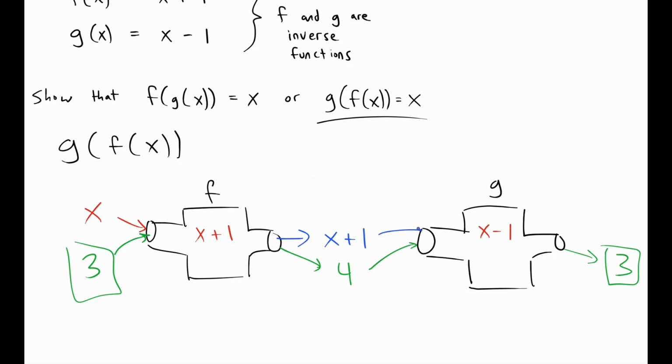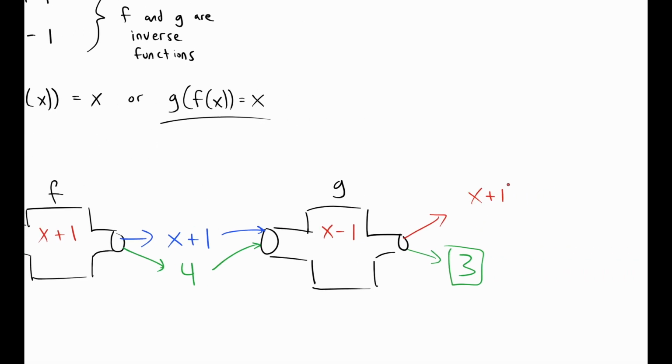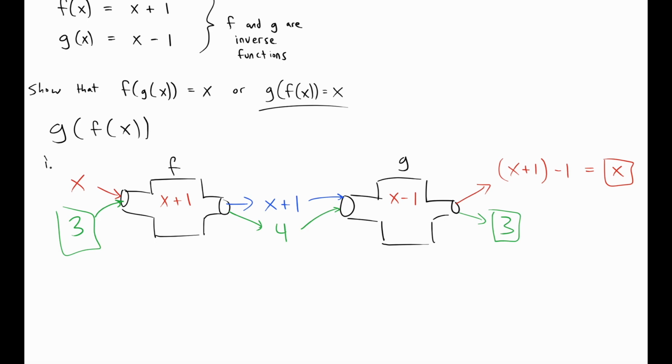And if you do that with a formula just in general, then what you're going to get out is x plus 1 minus 1, which is x. So what happens is the input and the output are the same. That's a special case. It means f and g are inverses of each other.